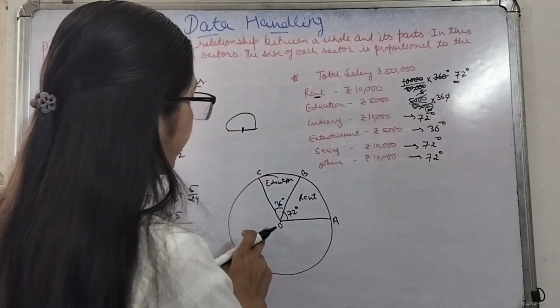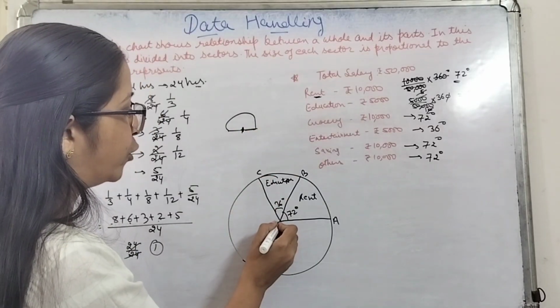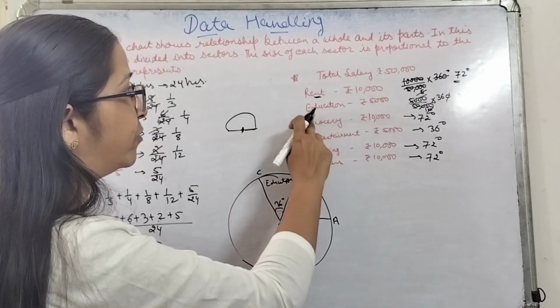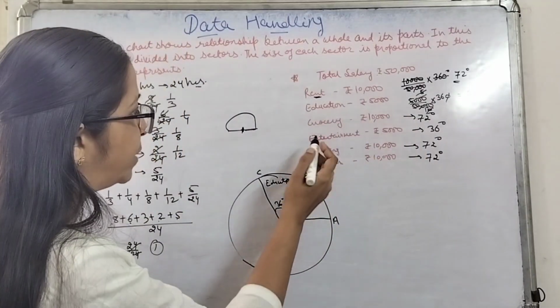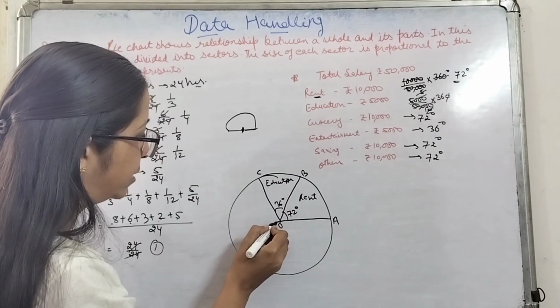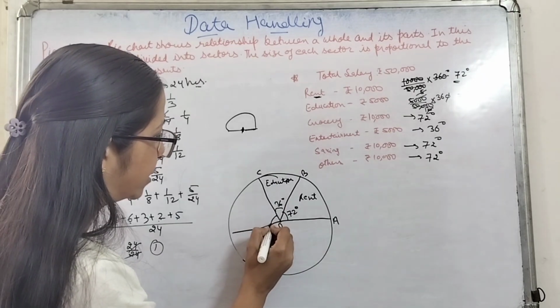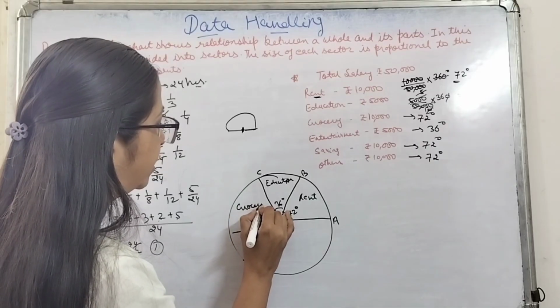Suppose this is your C. Now we will be taking OC as the base and O will be the center. From here, taking OC as the base, we will be making an angle of 72 degrees, which will show the amount spent on your grocery. So again, we will be making an angle of 72 degrees. Suppose this is your 72 degrees. It will be for grocery.